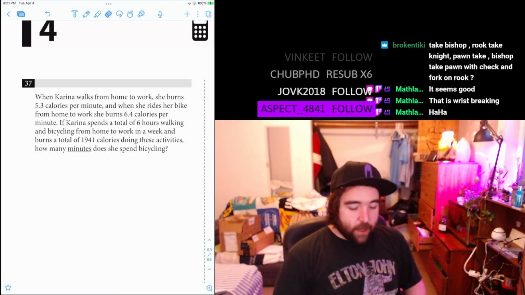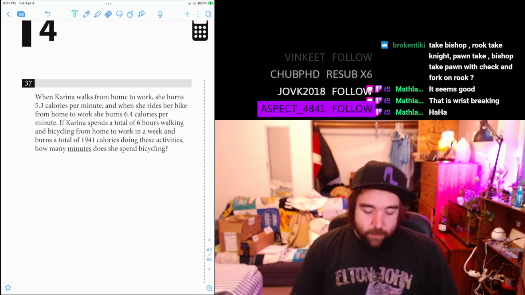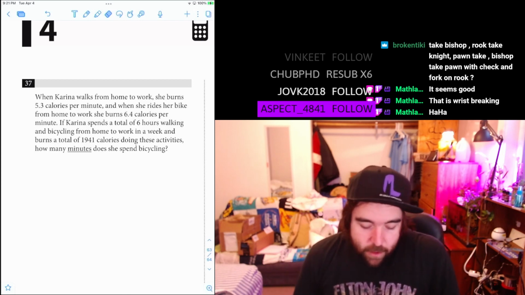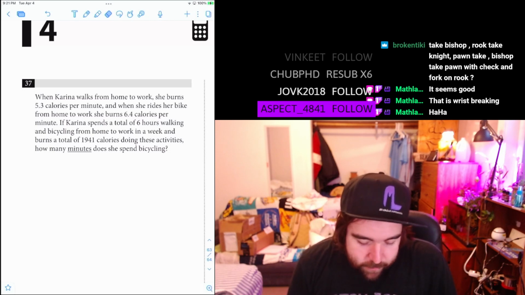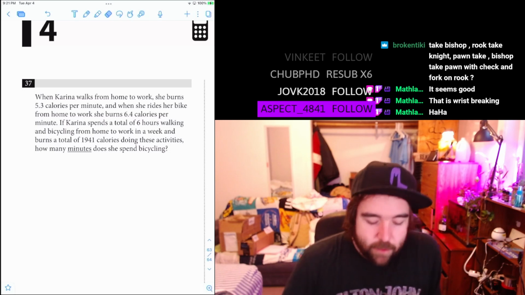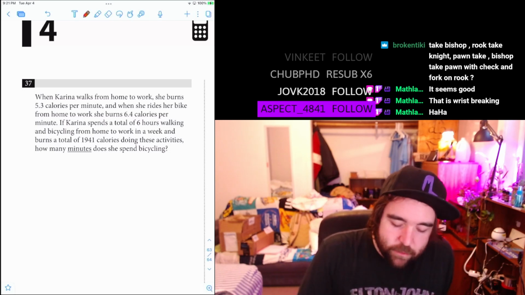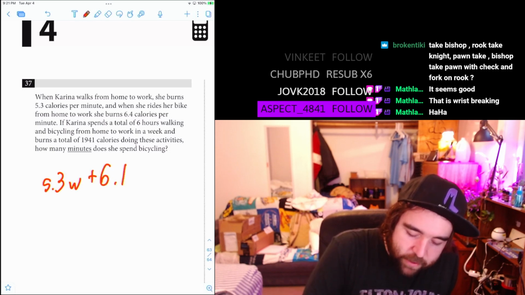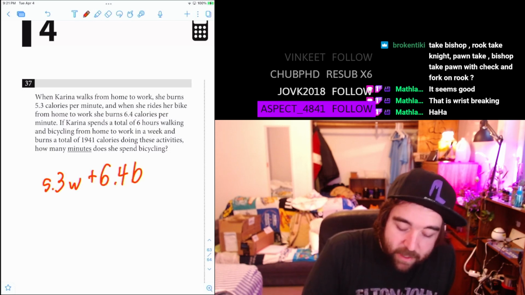Okay. When Katrina walks from home to work, she burns 5.3 calories per minute. When she rides her bike from home to work, she burns 6.4 calories per minute. If Katrina spends a total of 6 hours walking and bicycling from home to work in a week and burns that many calories, how many minutes does she spend biking? So this is just a classic system of equations, right? Maybe we'll solve it in the calculator even. So she burns 5.3 calories per minute of walking plus 6.4 calories per minute of biking.